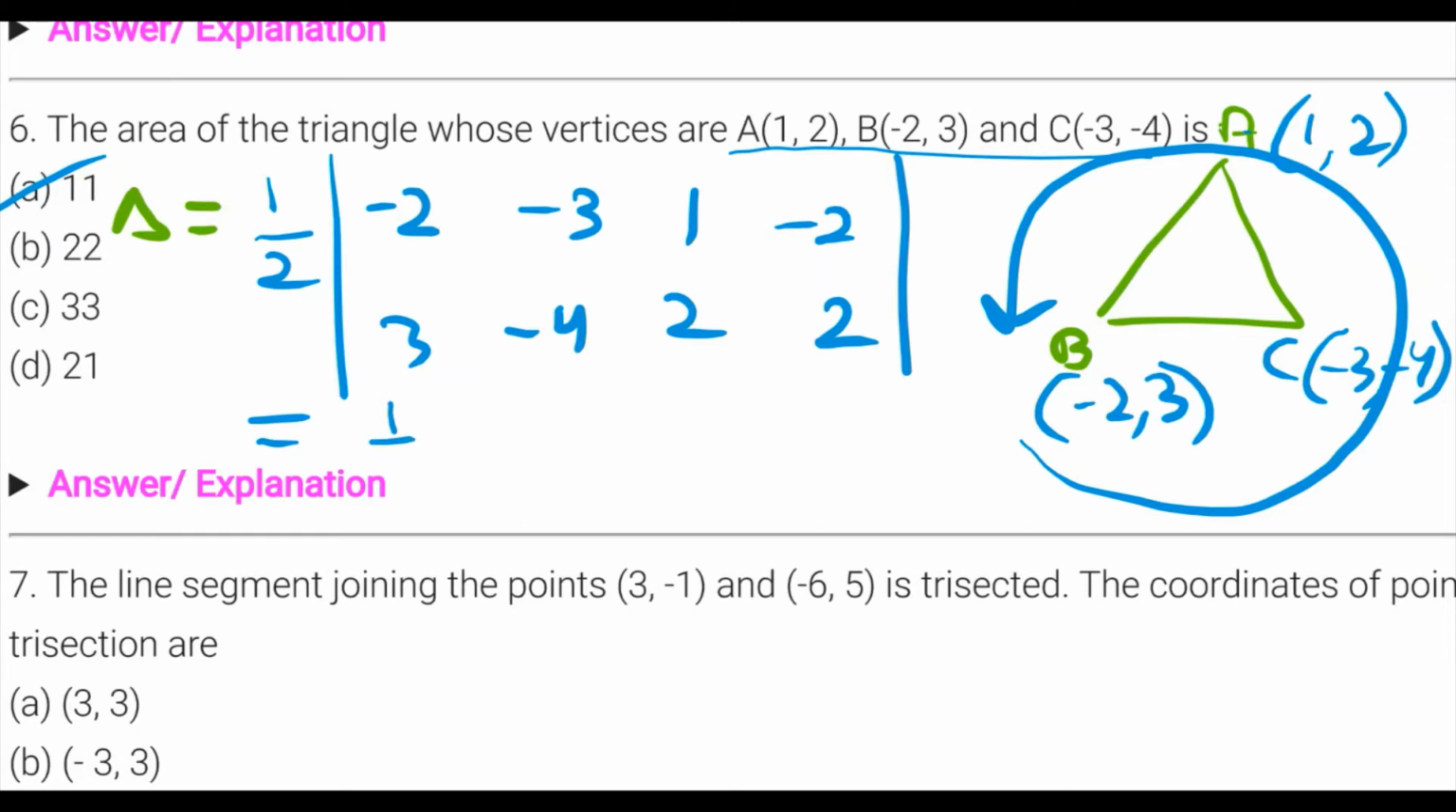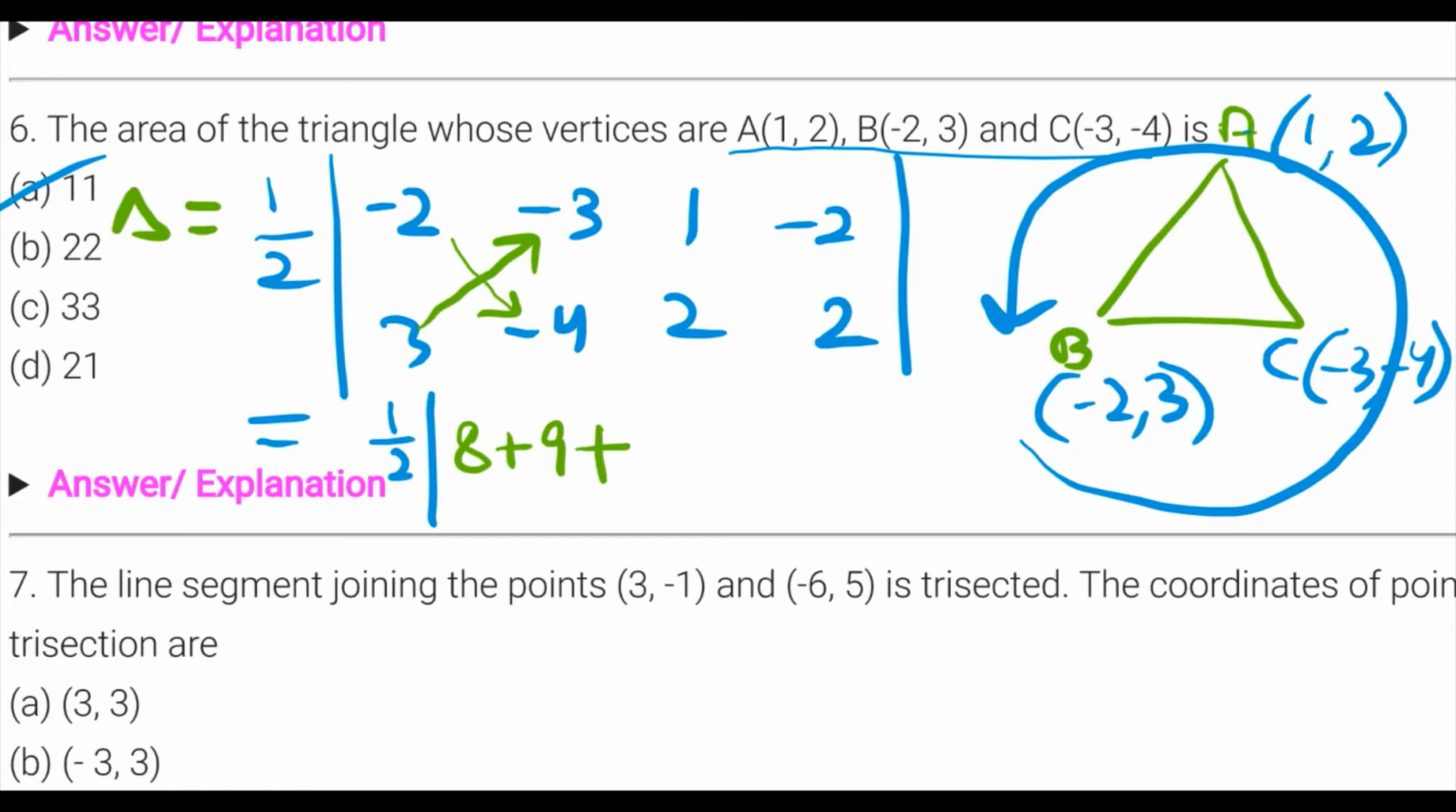This equals half. Now find this determinant. Minus 2 into minus 4. Minus 2 into minus 4 is 8, plus 8, minus 3 into minus 3, which is minus 9. So minus of minus 9 is plus 9 here.